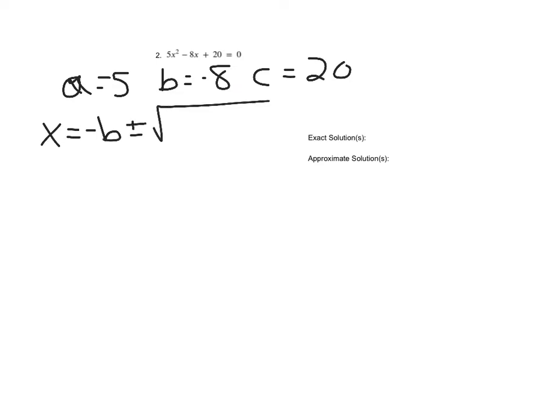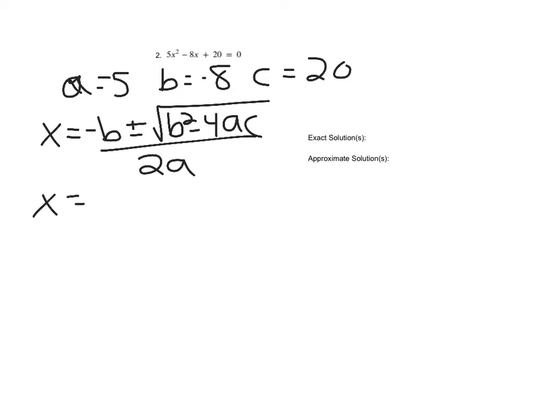Alright, so problem 2. I need to first identify A, B, and C. So I have A equals 5, B equals -8, C equals +20. Now I'm going to substitute these into the quadratic formula. One problem I'm seeing is we have to use parentheses when we are substituting.